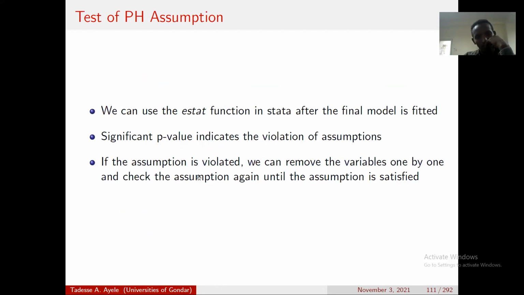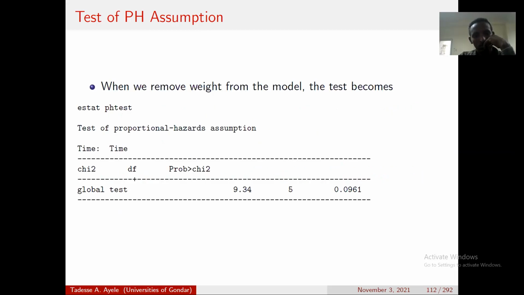Yesterday, I showed you the estat phtest command in Stata to test the model assumption. A significant p-value indicates a violation of the assumption. If the assumption is violated, we can remove the variables one by one and check the assumption again until the assumption is satisfied. If you want a variable to be included while it violates the assumption, then you have to use extensions of models.